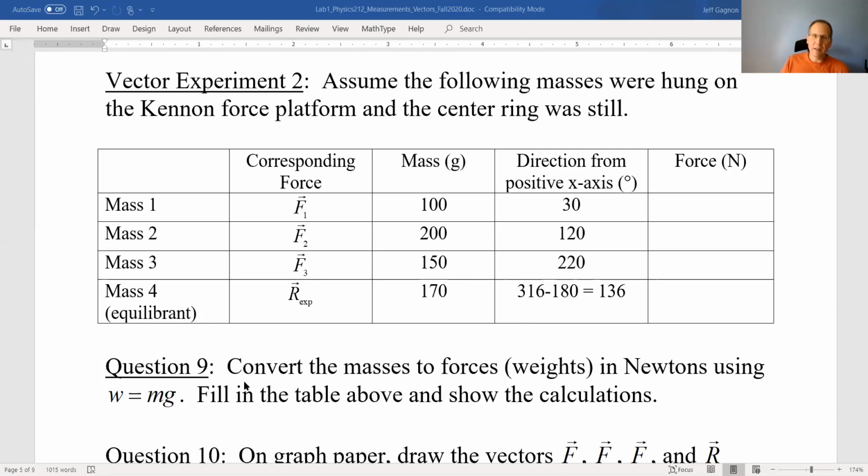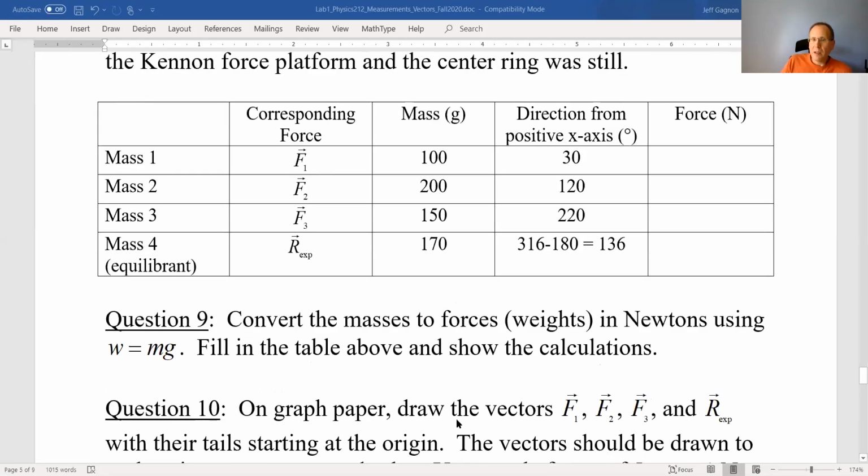So just like before, this is similar to the previous question. I'm going to convert these values from grams, the masses, to forces in newtons, right? It's really compute, because mass and force are not exactly the same thing. I say convert, but it's really compute. So make sure, again, that you convert from grams to kilograms, and then times 9.8 will give you the force in newtons. So you're going to do that for all 4 here, for F1, F2, F3, and your resultant experimental.